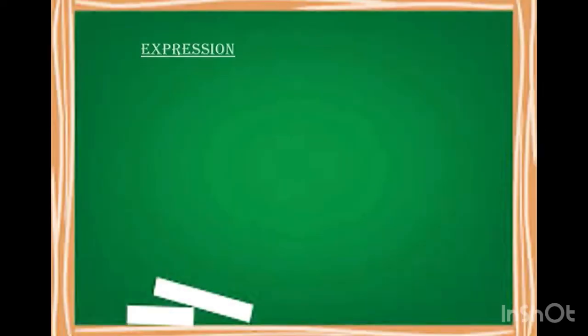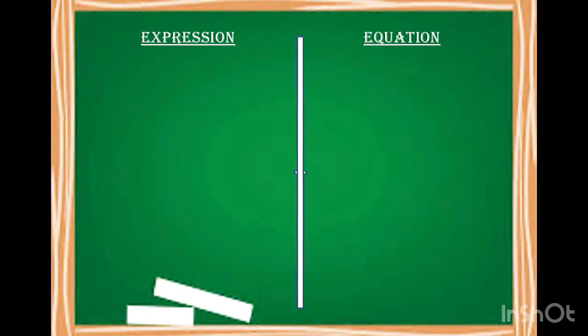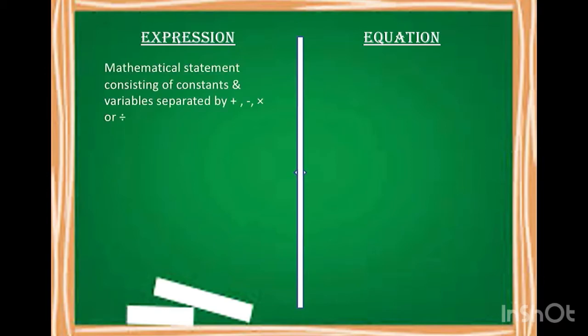Children, you have already heard about the term expression in chapter 6, algebraic expressions. And today you are going to learn a new term, equation, in our next chapter, that is linear equations in one variable. So what is the difference between the two? An expression is a mathematical statement consisting of constants and variables which are separated by plus, minus, multiply or divide. For example, 3x plus 2y plus 5x is an expression wherein 3, 2 and 5 are the constants and x and y are the variables.